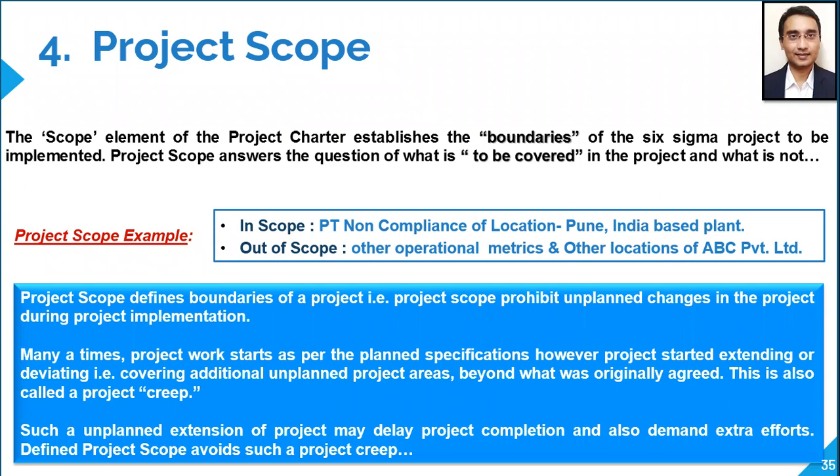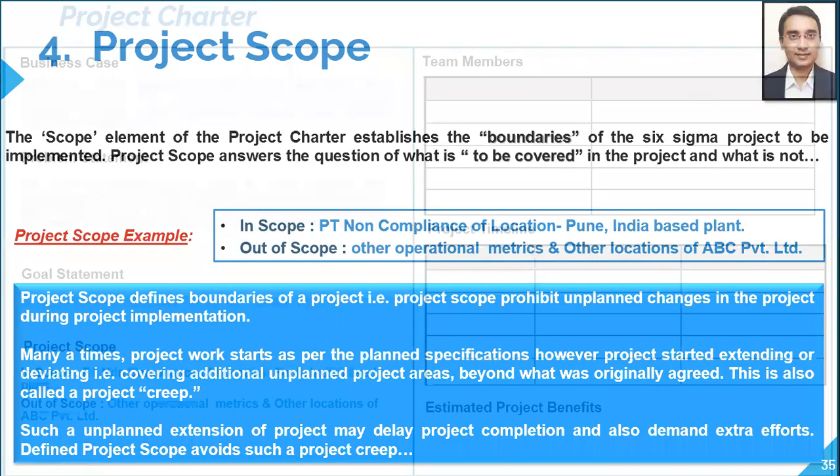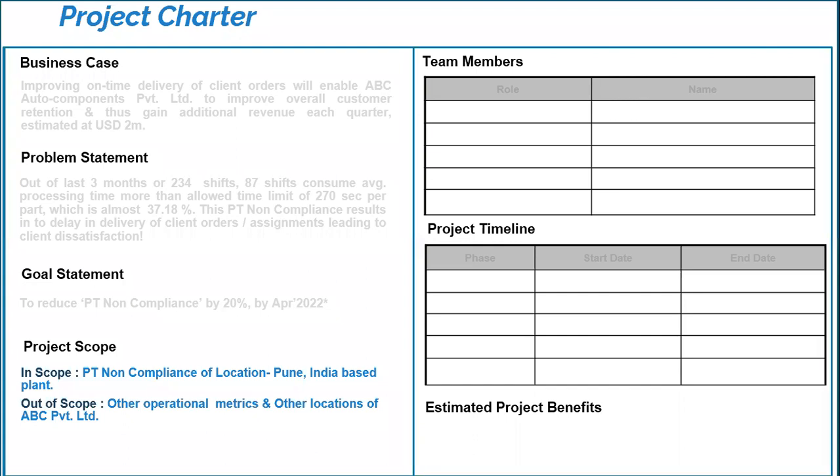It helps us understand what needs to be covered, and most importantly, what need not be covered. What need not be covered is a kind of project creep, so it avoids such project creep. Let's go to the next slide and see how and where we have this project scope in a project charter. So project scope, in scope: PT non-compliance for the location of Pune, India based plant.